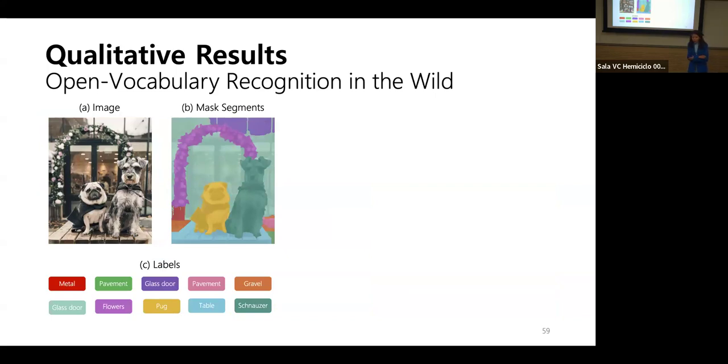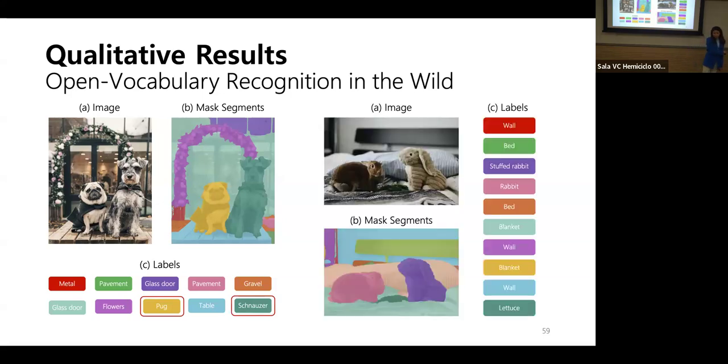These are some qualitative examples to evaluate how our model was doing with images in the wild and what we can do if we change the vocabulary that we're using. Here we can see that our model is able to discriminate between a pug and a schnauzer, which are different dog breeds. Also, our model is capable of discriminating between a stuffed rabbit and a real rabbit.